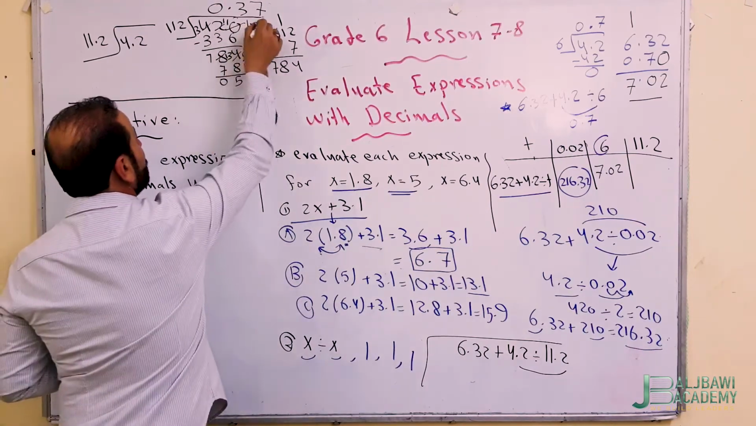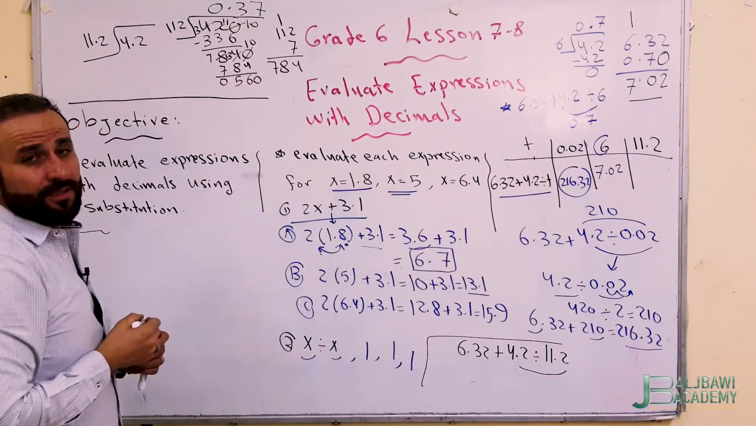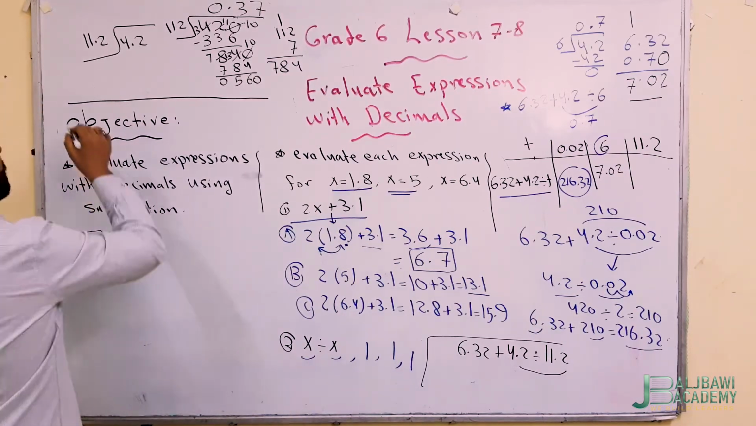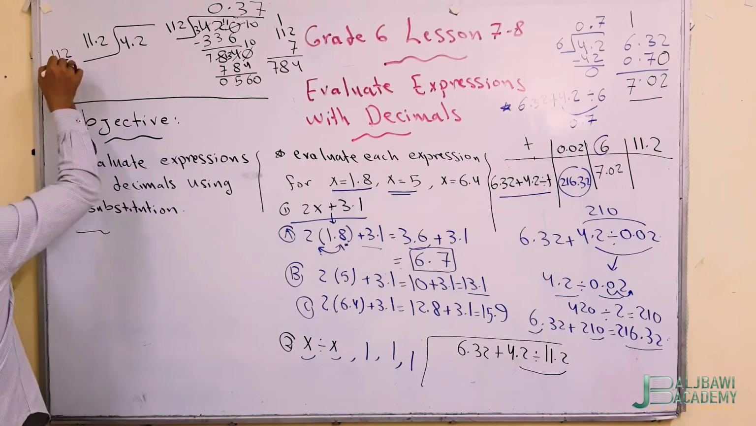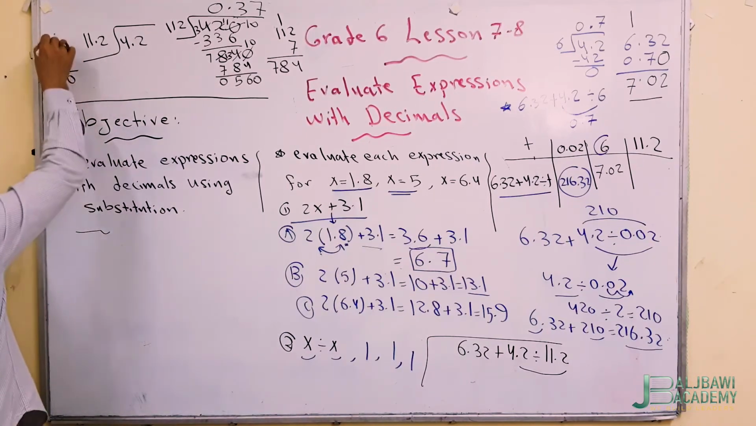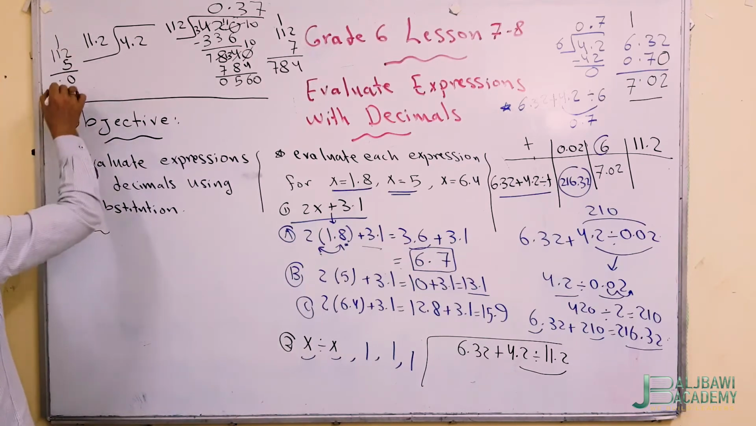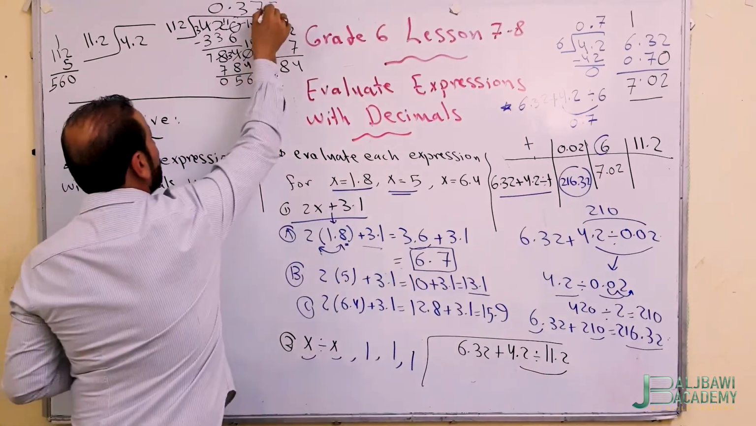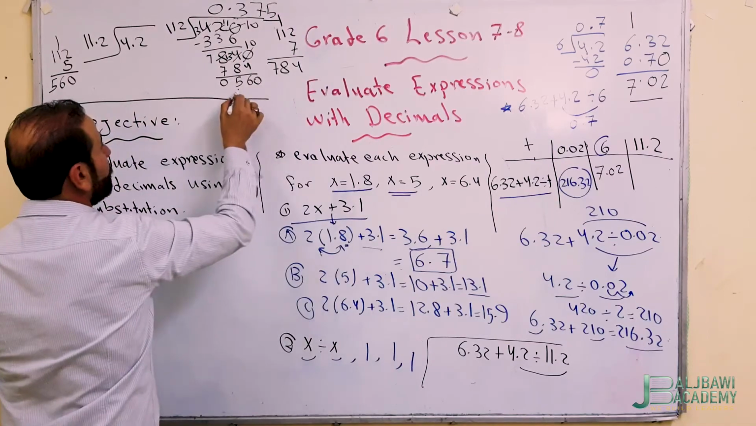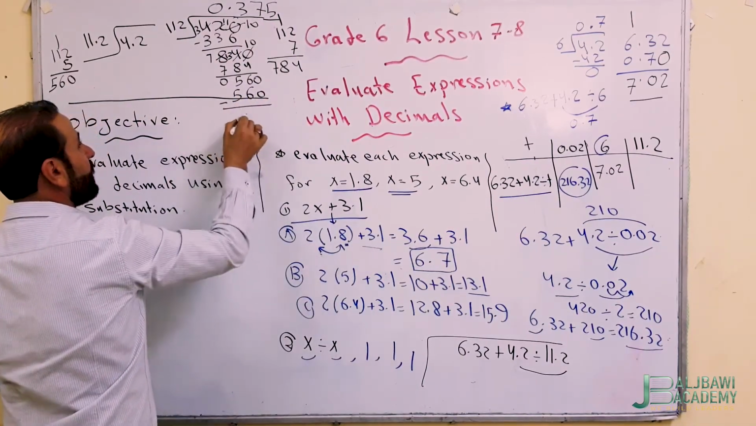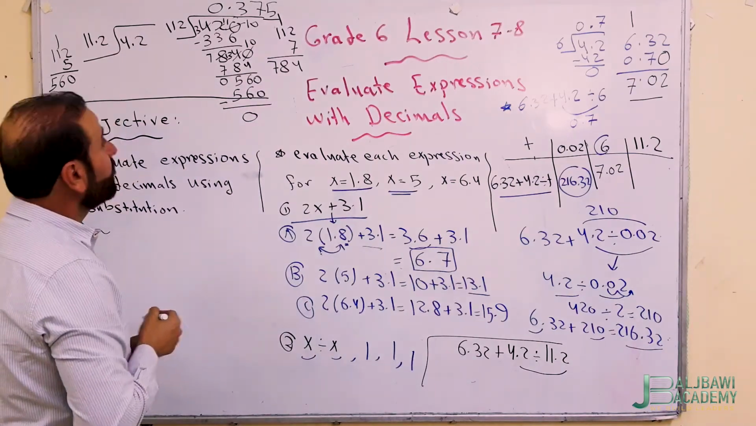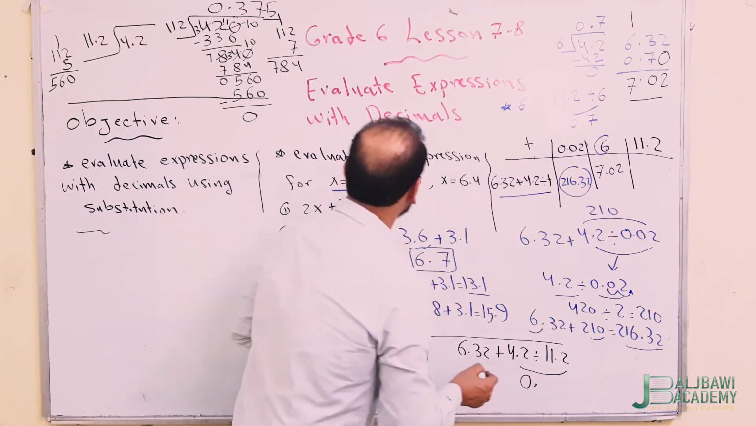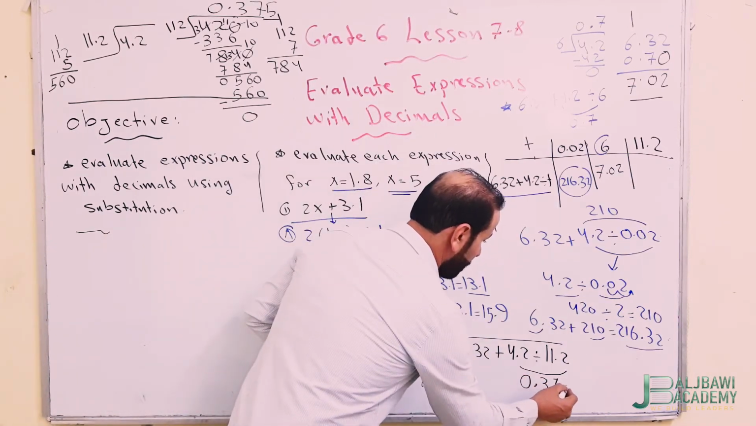Now we add another 0. Now 560 divided by 112. It's about 5. So let me try. 112 multiplied by 5: 5 times 2 equals 10, 5 times 1 equals 5 plus 1 equals 6, 5 times 1 is 5. So exactly, I put here 5. 5 multiplied by 112 equals 560. When I subtract them, it equals 0. So the answer of 4.2 divided by 11.2 equals 0.375.